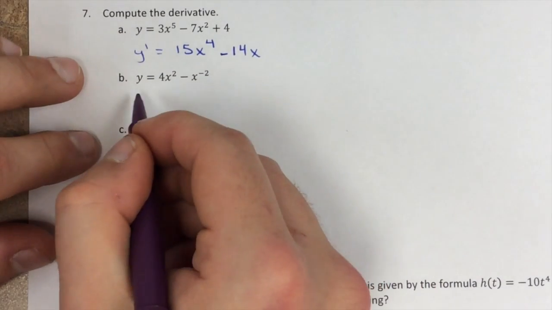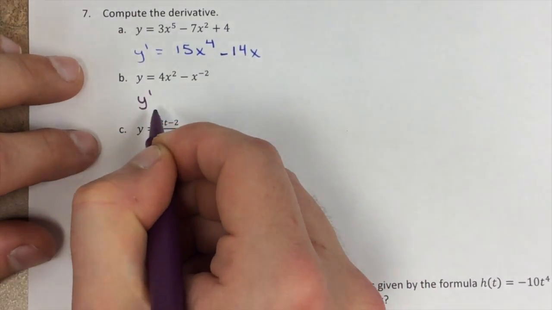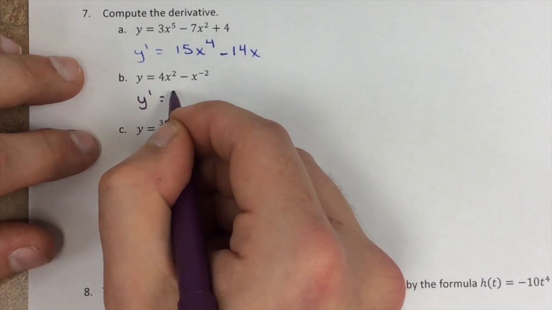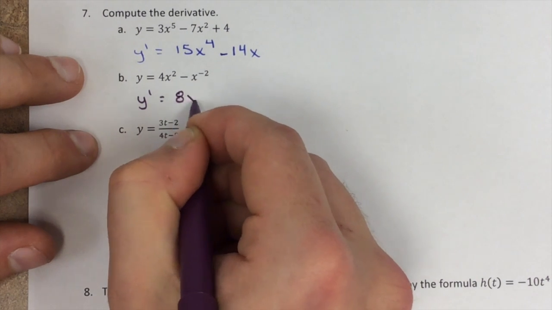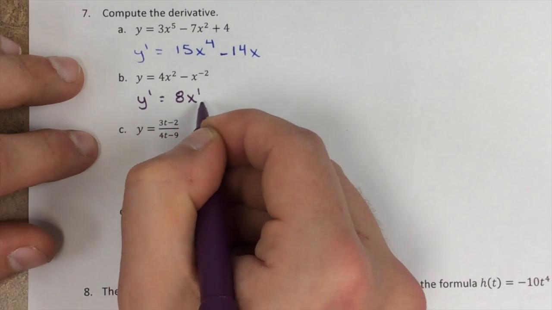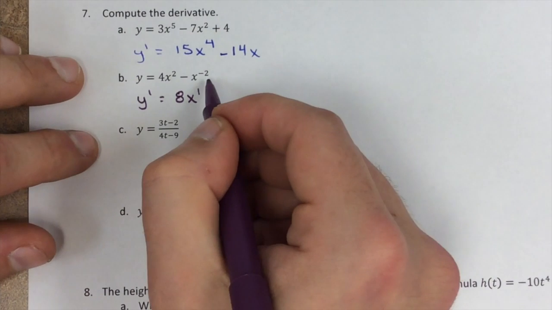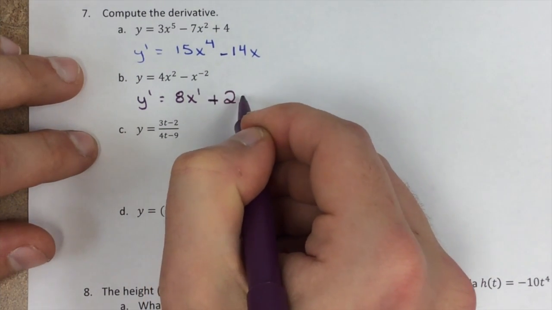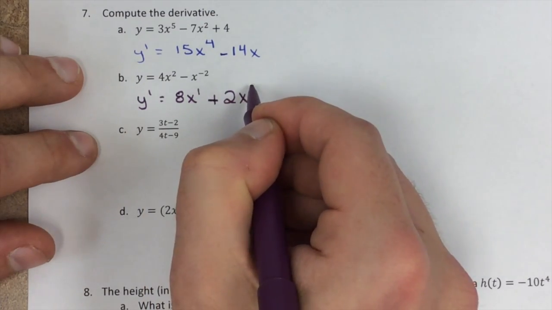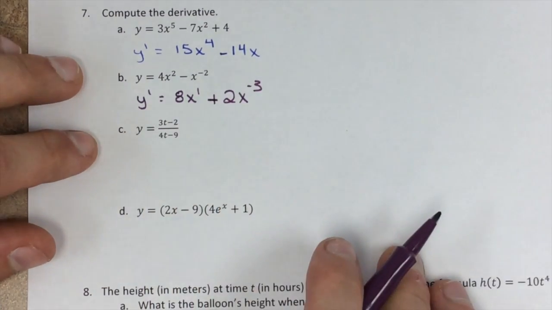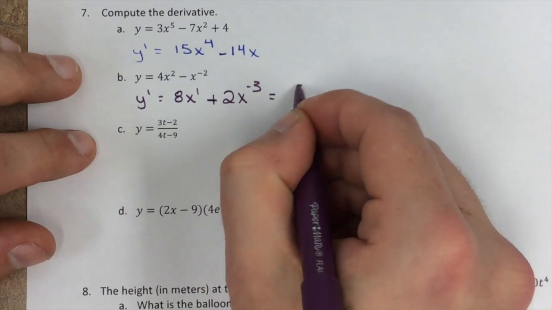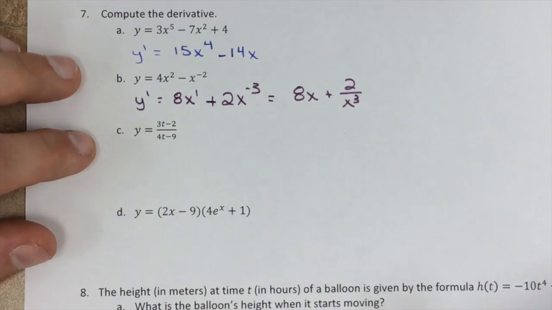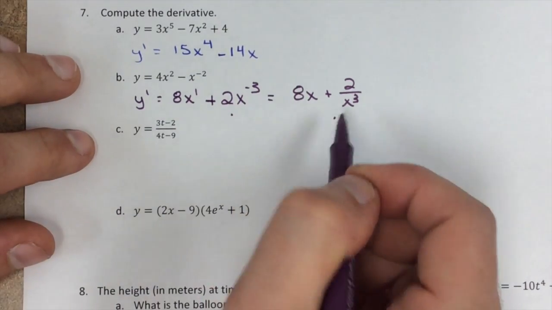Next up, b. Y prime is, well, the derivative of 4x squared, bring down the 2, 4 times 2 is 8, subtract 1 from the degree. So 8x minus, well, bring down the negative 2, so that changes that to plus, 2x, subtract 1 from negative 2, so that's negative 3. Another valid answer is 8x plus 2 over x cubed. That's just taking away the negative exponent. I'll take either of these answers.